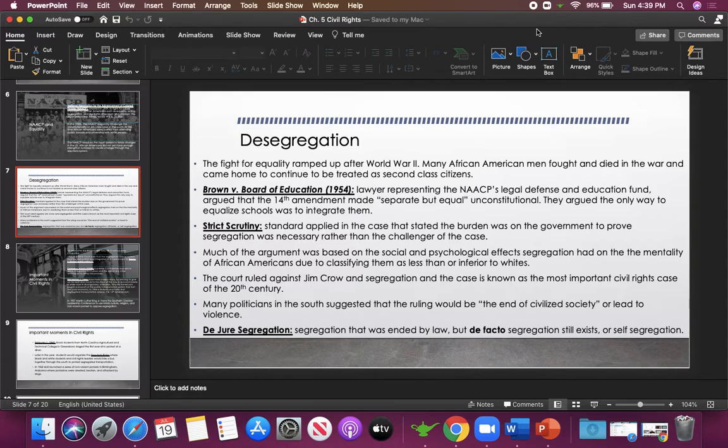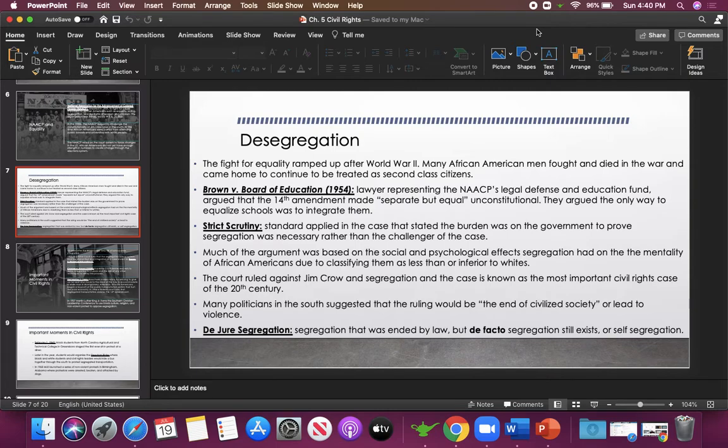But this does not settle the issue of civil rights. It will be another decade before we get some concrete bills that come out of Congress. But what it does get rid of is de jure segregation, which is segregation by law. But what we still have in our country today is de facto segregation, which means that as people, we still tend to kind of segregate ourselves.